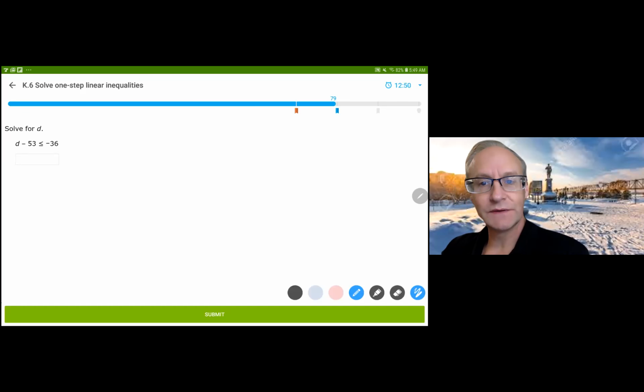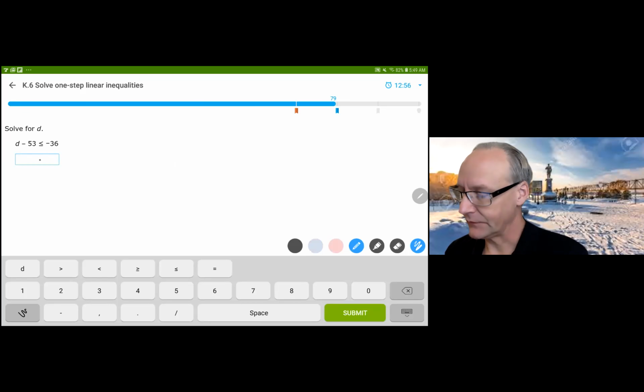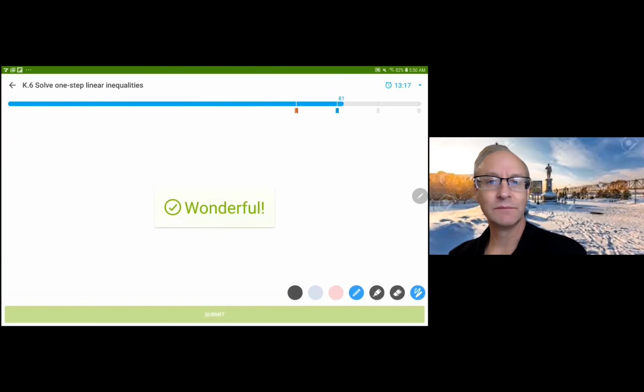Add 53 to both sides. Let's see if I can actually do my work today. I'm going to do it in my head. So it's going to be a positive because the positives are going to win. I'm going to add 53 and 36 and get, looks like 17. But I'm going to check my work this time. Yeah, this time it's right. Man, easy to make mistakes, isn't it?